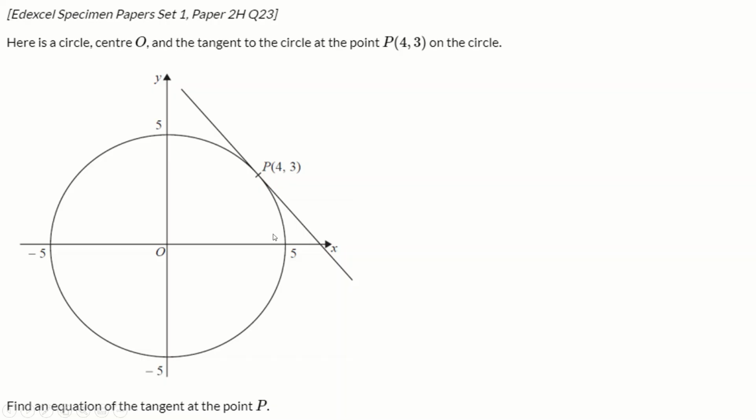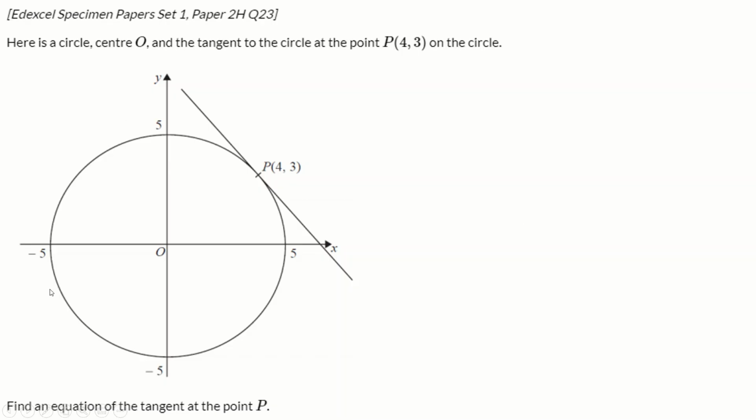To do this, normally what you do is you find this radius, you find the gradient of it, then you do the negative reciprocal to find the gradient of the tangent, and then you have the gradient of the tangent, you have a point, so you put that point into y equals mx plus c with the gradient, and then you sort it out and you get some answer. None of that is necessary here.